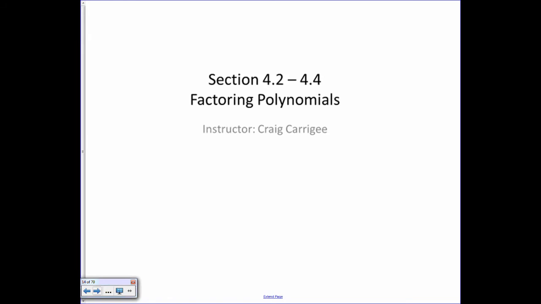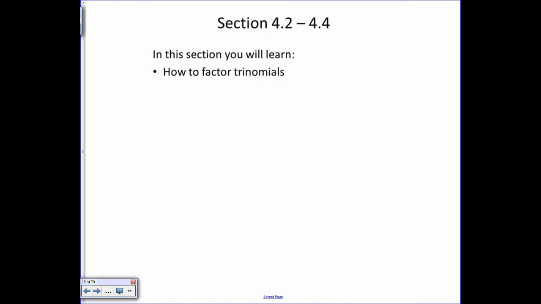Today we're going to talk about factoring polynomials. So in this section, you're going to learn how to factor trinomials. This section will be entirely about this one particular idea.